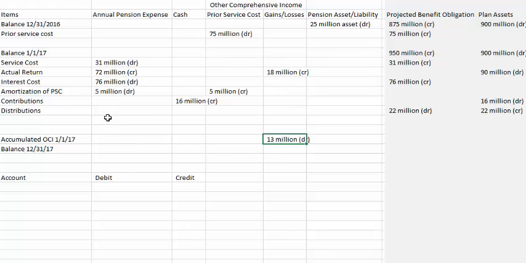Alright, so now that that's happened, we can take and total our pension worksheet. I'll just label that total. So you would take 31 million, you'd add up all the debits, you'd subtract the credits, and you should come up with a $40 million debit to pension expense. You're going to credit cash for $16 million.